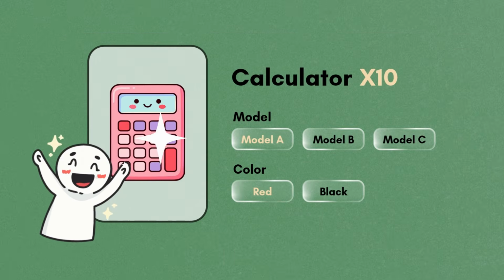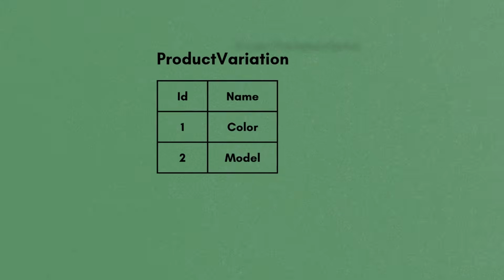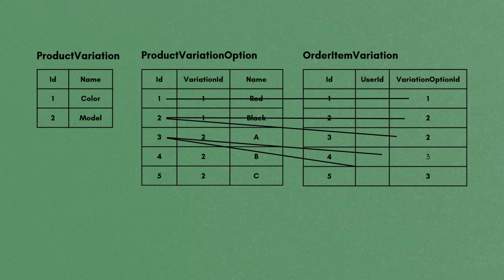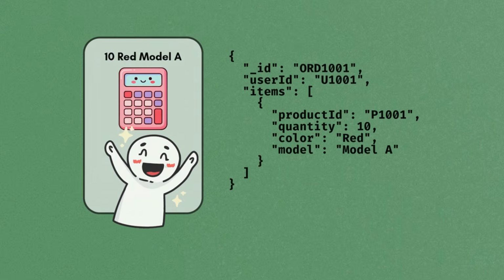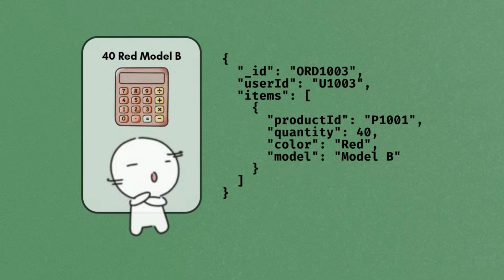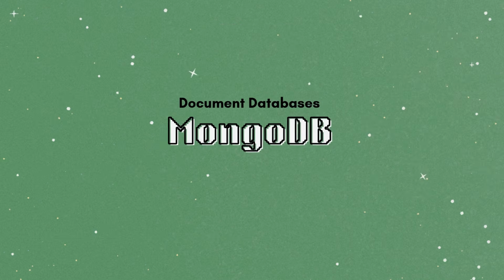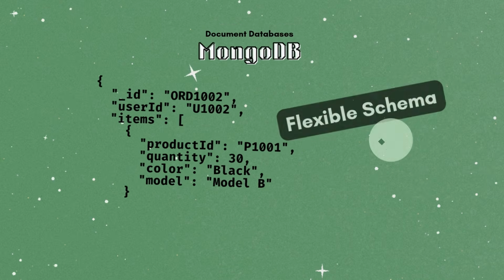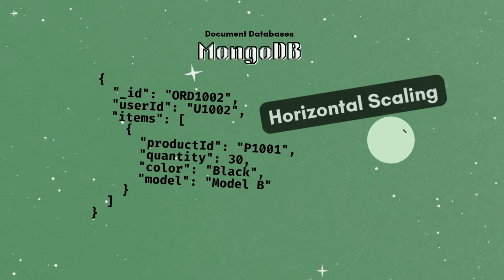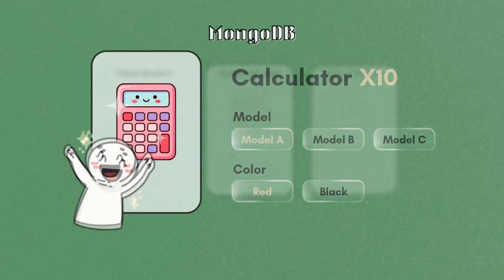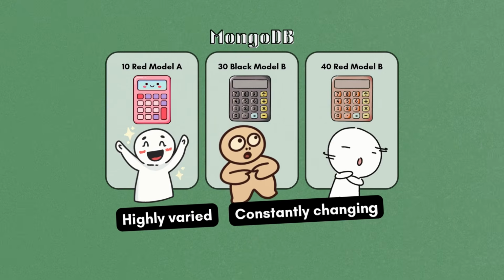The structure is not fixed, so instead of forcing everything into many tables, rows, and complex relationships in a strict schema, you can store each user's selection as a single document in MongoDB. It's simple, flexible, and easier to evolve. And this is where MongoDB shines, because it supports a flexible schema and horizontal scaling. It becomes a strong fit for use cases like this, where the data is highly varied and constantly changing.